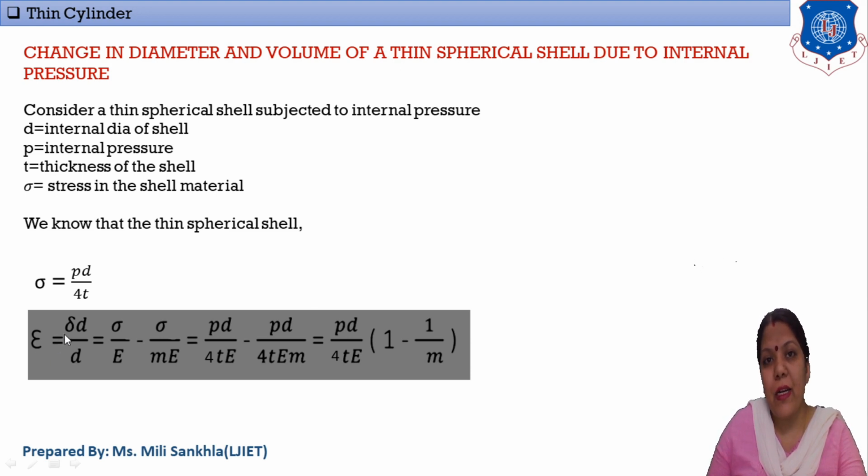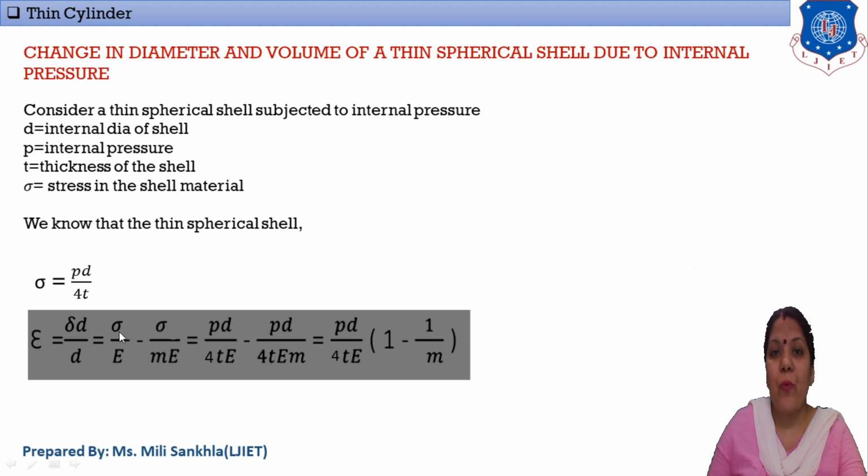Here, one dimension, that is diameter: change in diameter divided by diameter. Now the equation of this strain is equal to sigma by E minus sigma by E into 1 by m. 1 by m is equal to our Poisson's ratio. In place of this 1 by m, we can also write mu. Mu and 1 by m are equal to our Poisson's ratio.